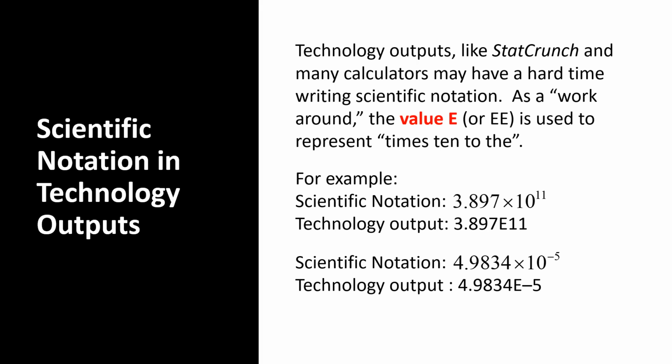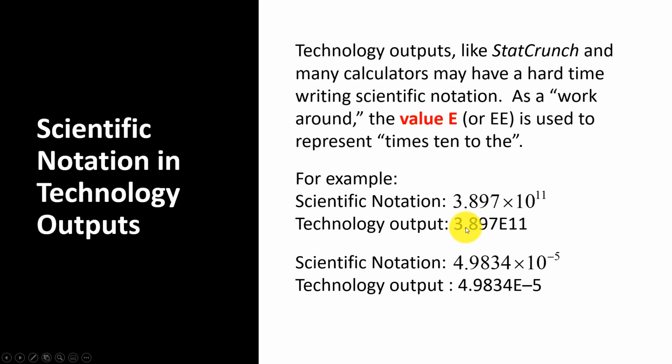Technology outputs like StatCrunch and many calculators may have a hard time writing scientific notation. As a workaround, the capital E, or sometimes capital EE, is used to represent times 10 to the, so whatever value is after the capital E will be the exponent for the power of 10. So for example, we have 3.897 times 10 to the 11th power, and some technology outputs would write it this way: 3.897 E 11. The 11 is telling you that is the exponent, the power for the base of 10. To change this into standard form, we would have to move the decimal 11 places to the right because it's positive.